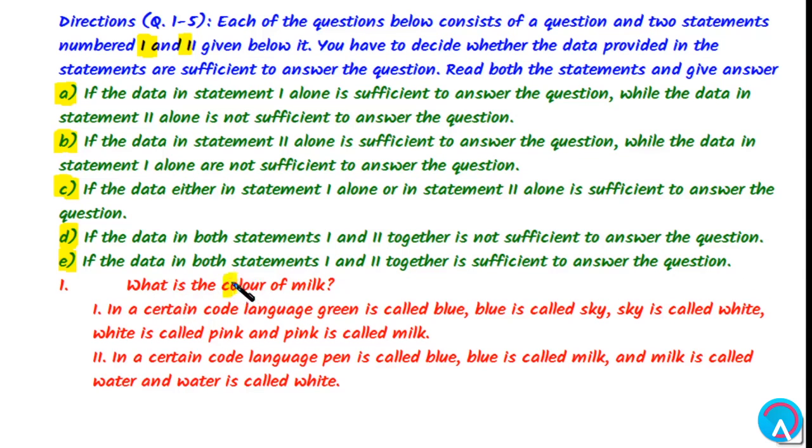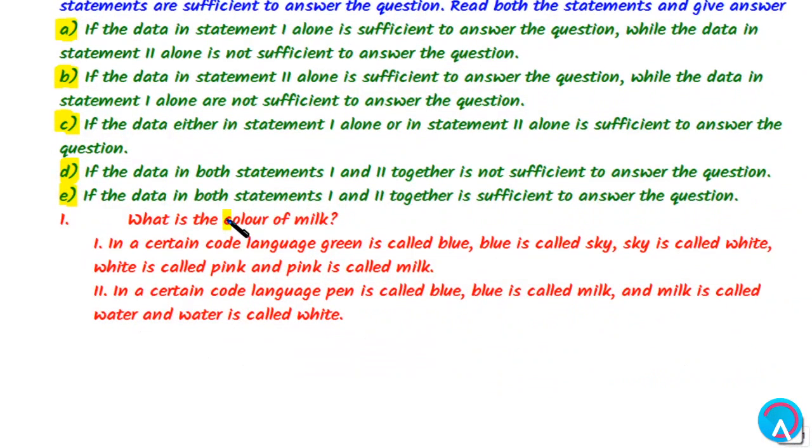What is the color of milk? This is the first question. So the first statement is, in a certain code language, green is called blue, blue is called sky, sky is called white, white is called pink, and pink is called milk. And second is, in a certain code language, pen is called blue, blue is called milk, and milk is called water, and water is called white. So let's analyze these statements and see what is the correct answer.